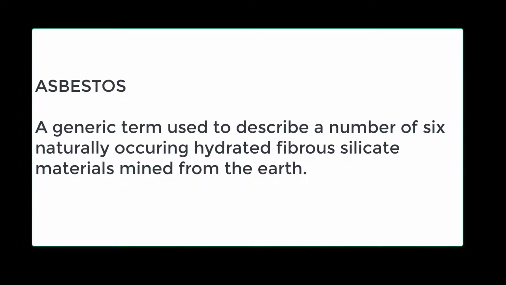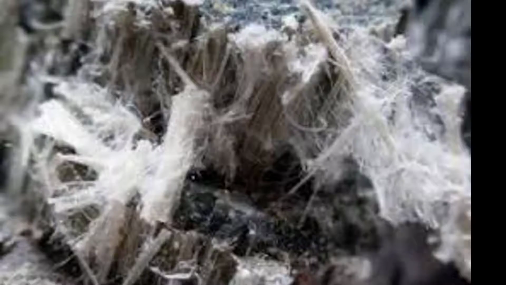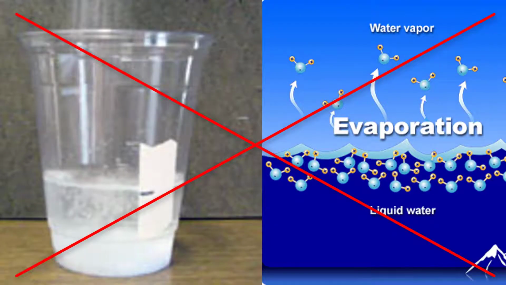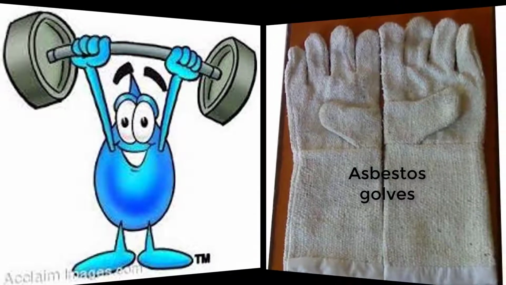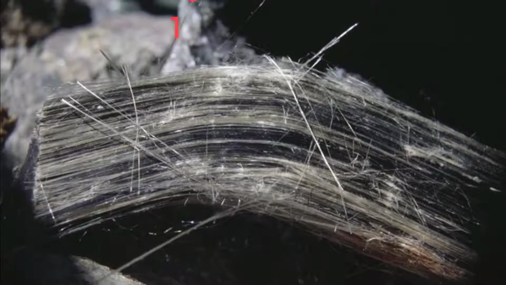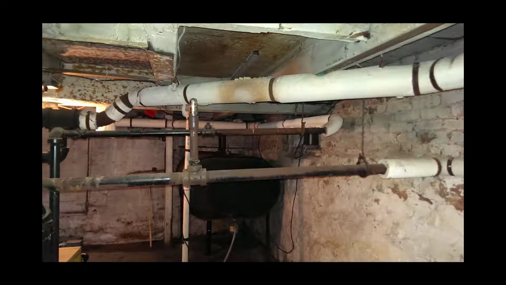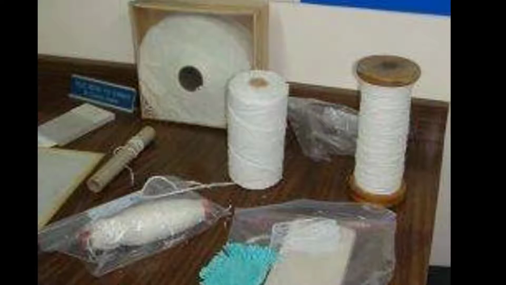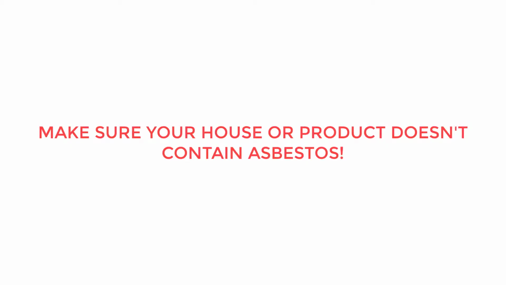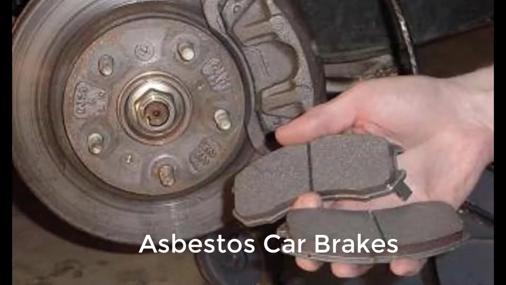Asbestos is a generic commercial term for a number of 6 naturally occurring hydrated fibrous silicate materials mined from the earth. Their fibers are too small to be seen by the naked eye. They do not dissolve in water or evaporate. Because of the fiber's strength and resistance to heat and chemical or biological degradation, asbestos has been used for over 100 years in a variety of building construction materials and a wide range of manufactured goods, which is one way to identify if it's there. It can still be found in some limited materials today.